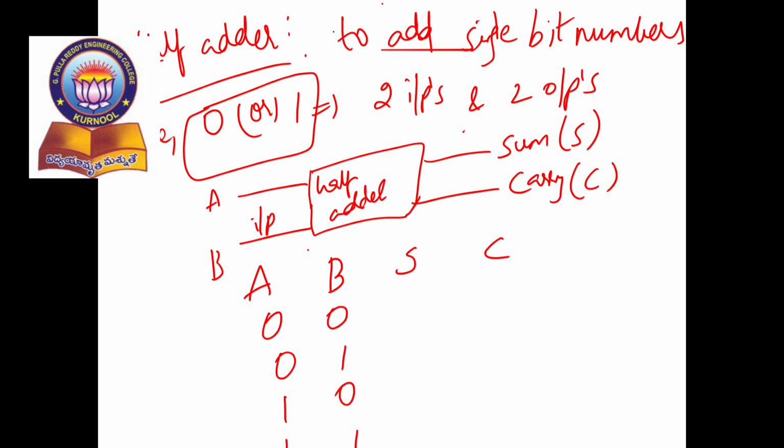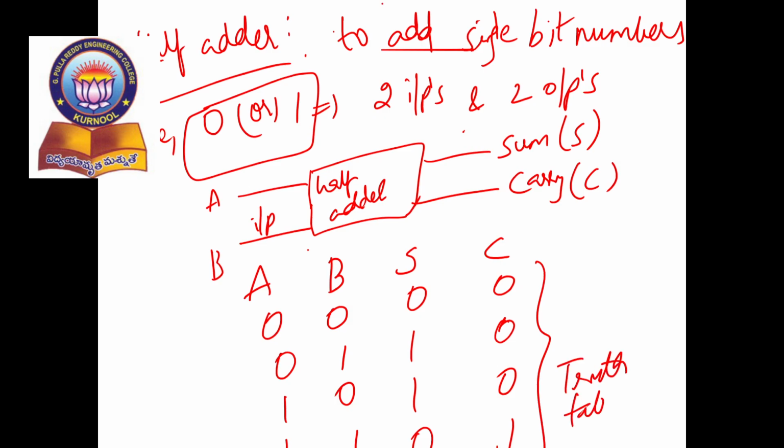For 0 and 0, the sum is 0 and there is no carry, so it is 0. For 0 1, the sum is 1 and the carry is 0. For 1 0, it is 1 and 0. For 1 1, it is 0 and 1. So this is the truth table. A, B are the inputs, and sum and carry are the outputs. This is the truth table for the half adder.